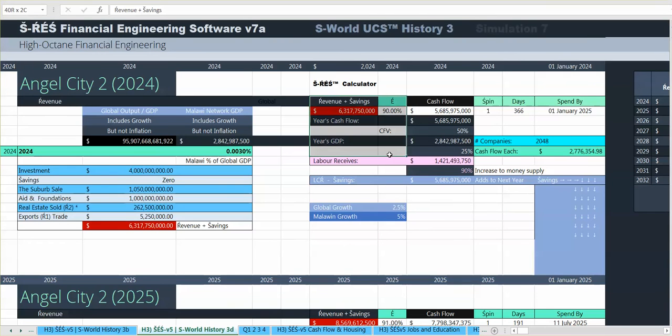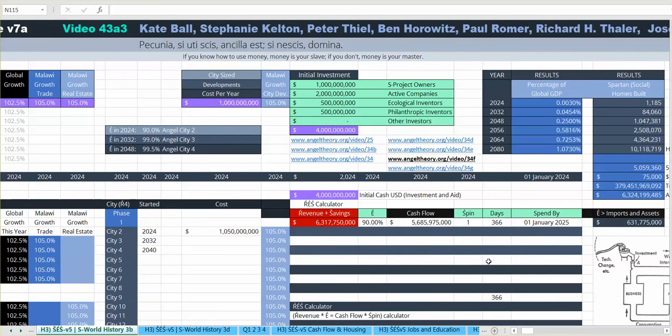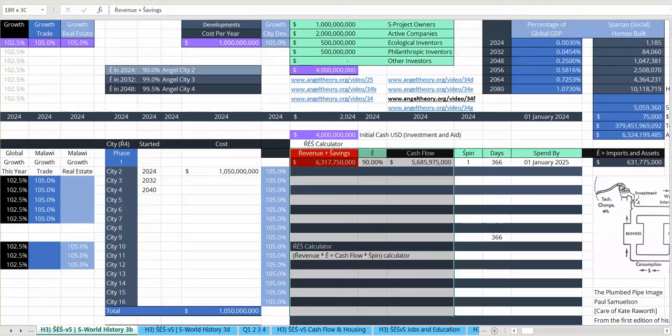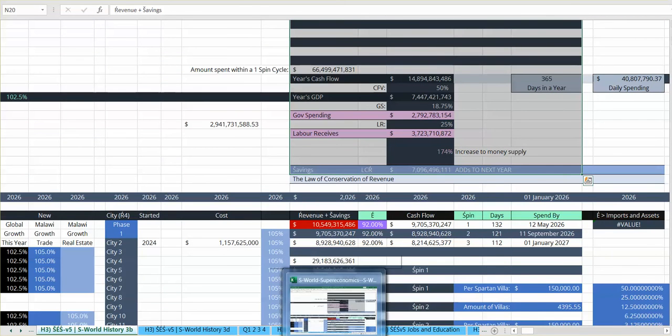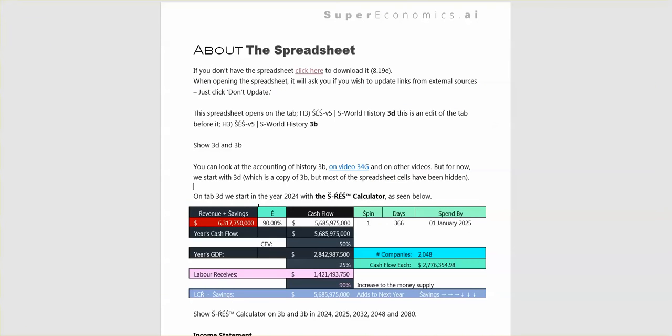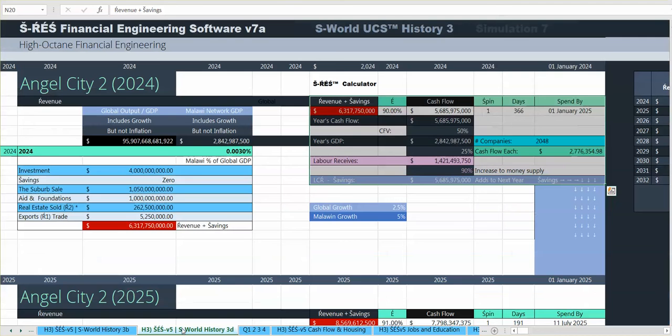Here is the Res calculator, and on 3B, exactly the same thing here, but this has a lot of rows set aside for spins, which we'll get into later. Show the Res calculator on 3B in 2024, 2025, 2032, 2048, and 2080. Okay, so let's go to History 3D.